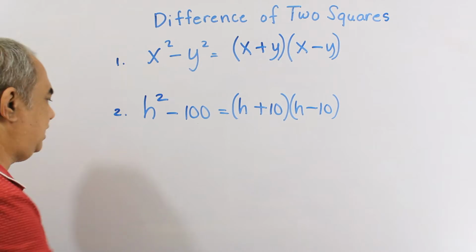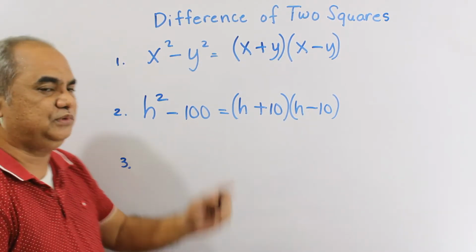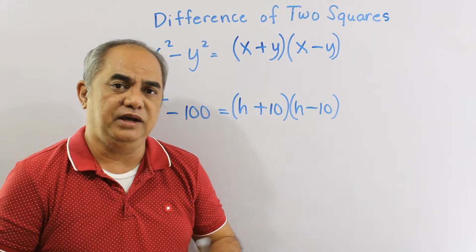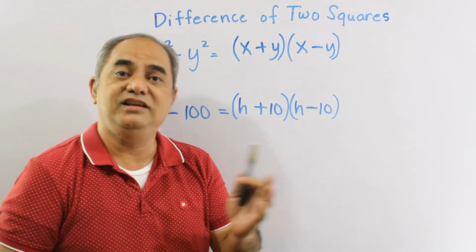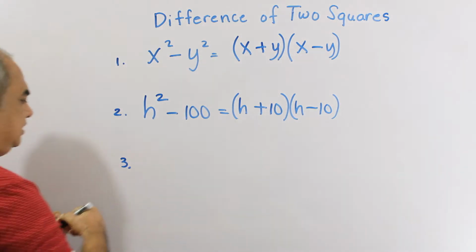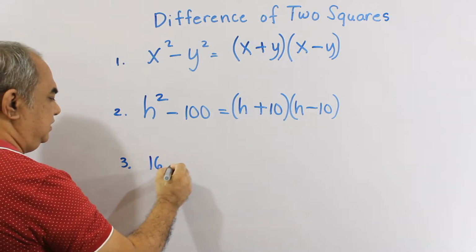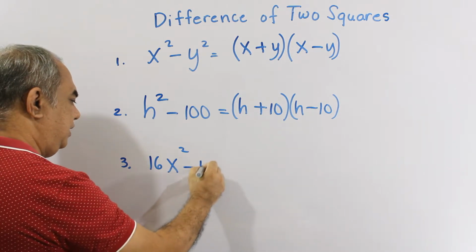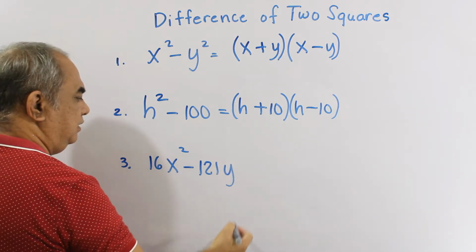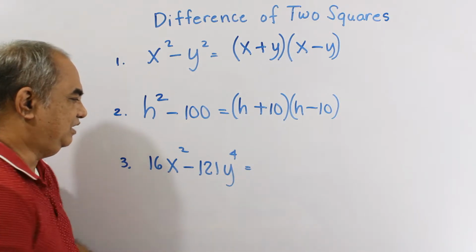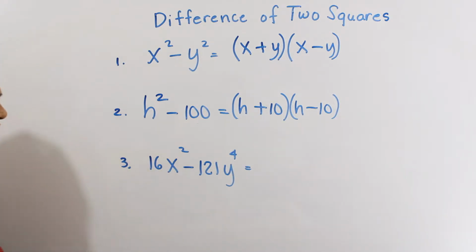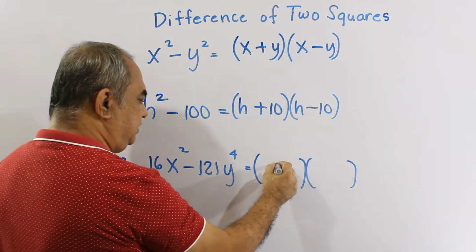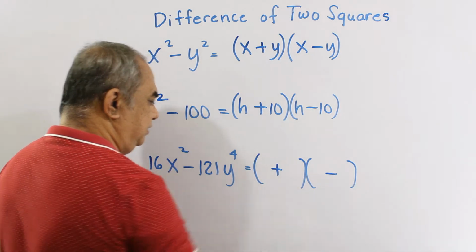Now let's have the third example. This time, both terms we're going to put constant and variable, or shall we say, each term will have a numerical coefficient and a literal coefficient. Let's have it. Say we have 16 x squared minus, okay, let's say we have 121 y to the fourth. Now it's quite different. So how do we answer this? Put two parentheses again here. Put one positive here and one negative here.